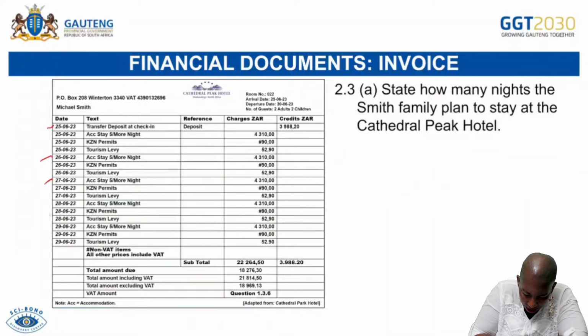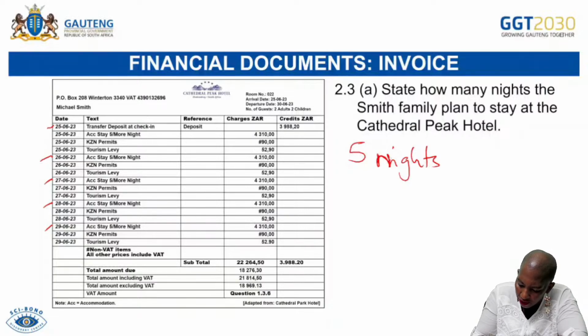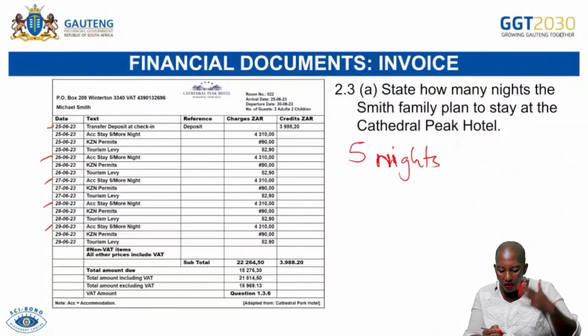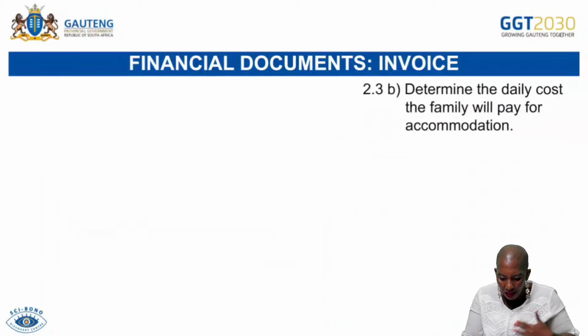27, they're still there. 28, they're still there. And 29. So meaning it says stays how many nights? It is 1, 2, 3, 4, 5. So it's so simple. 5 nights. It is 5 nights, because the question says how many nights. So you just check the dates: day 1, day 2, day 3, day 4, day 5.